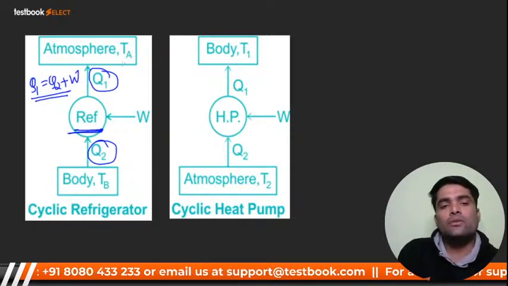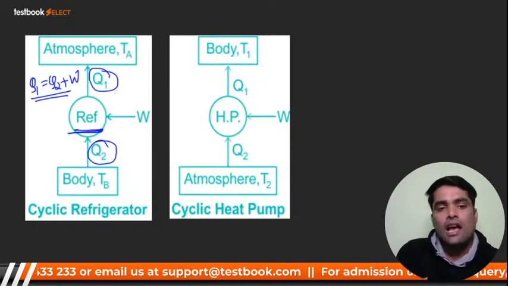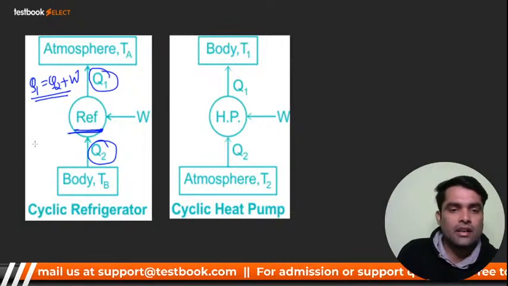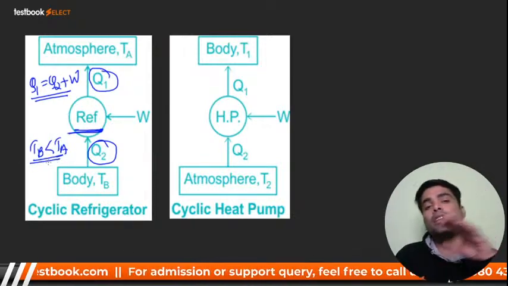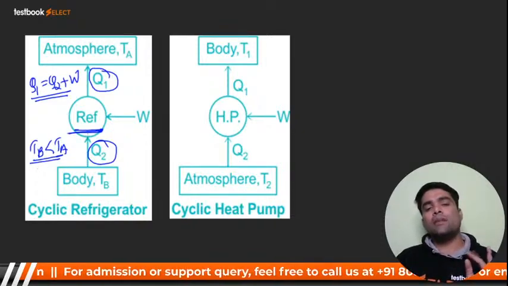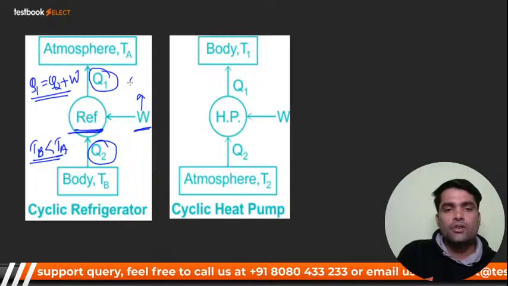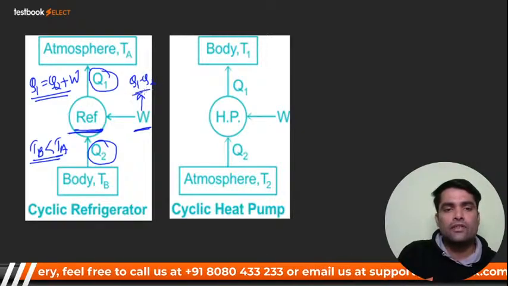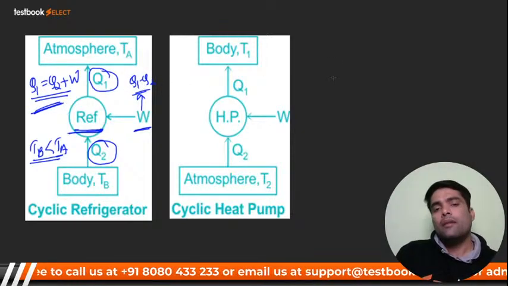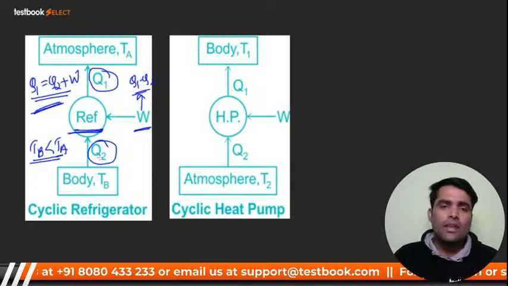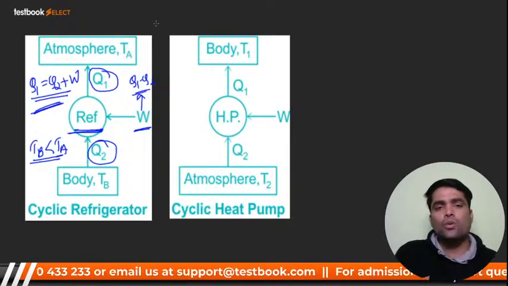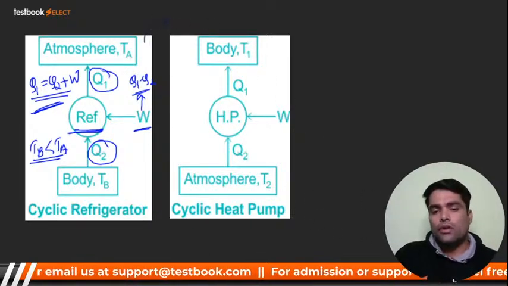So definitely it is going to be rejected to the atmosphere, right? And here the temperature TB will be less than TA. Remember, TB will be much lower. So it is nothing but a refrigerator, and here you have to supply work. This work is Q1 minus Q2, as per the law of conservation of energy from this equation. And sometimes people ask you, sir, what is COP?